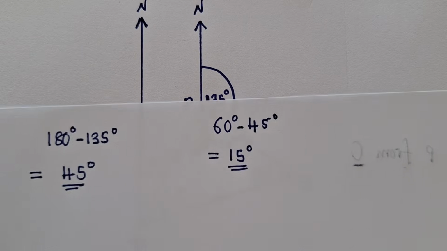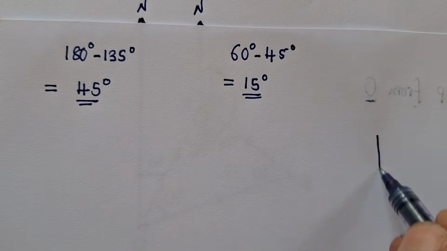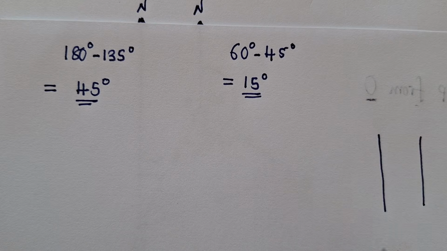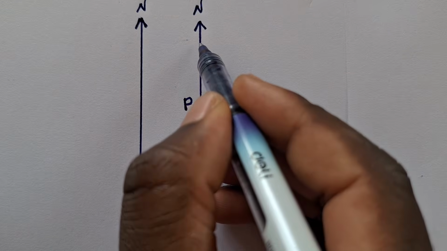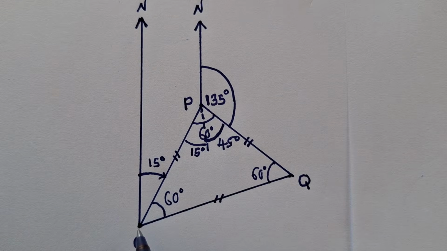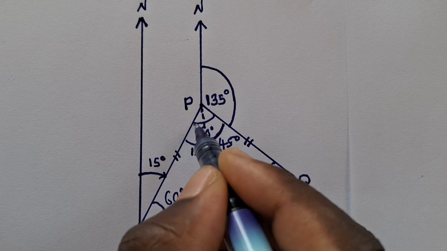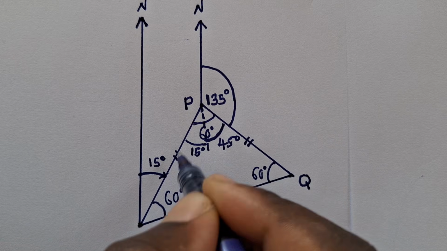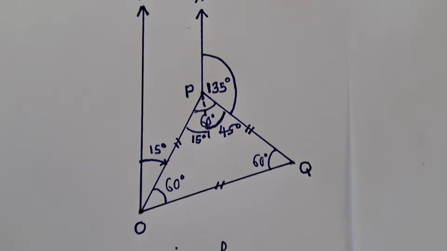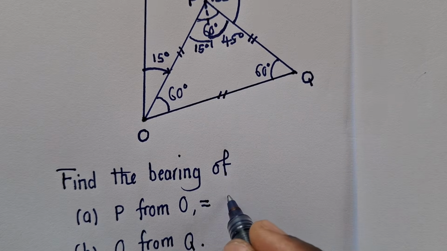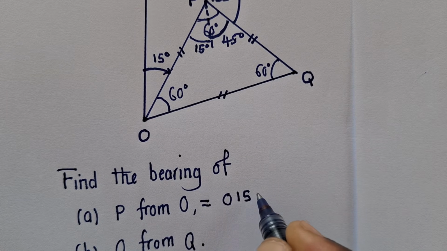Why? I'm using this property, which says that when you've got a transverse line cutting like this, the angle here will be equal to the angle right over here. So if you can see, this is a line and this is a parallel line. This angle here will be equal to this angle because there is a transverse line cutting here. So we can say the answer for question A is 015 degrees. This is the answer for question A.